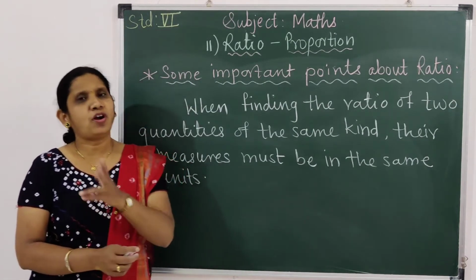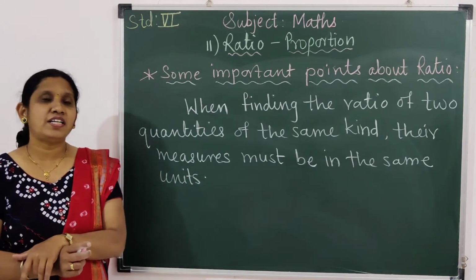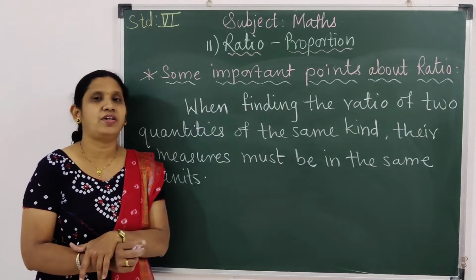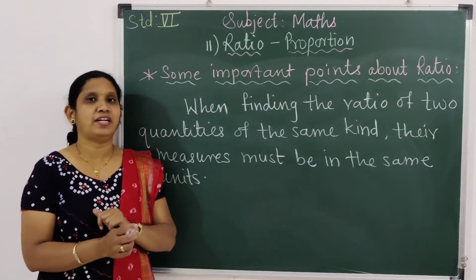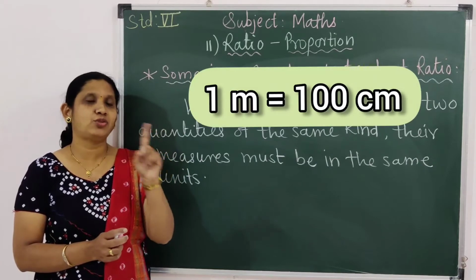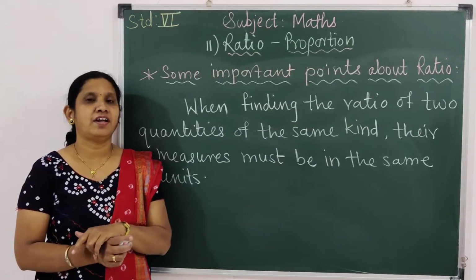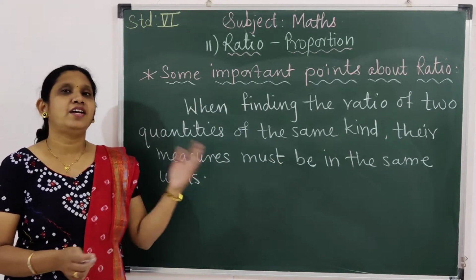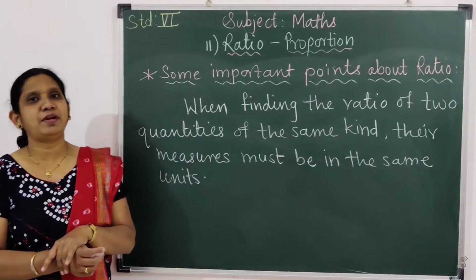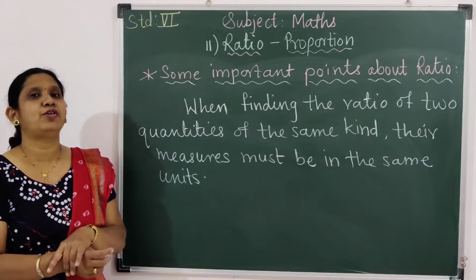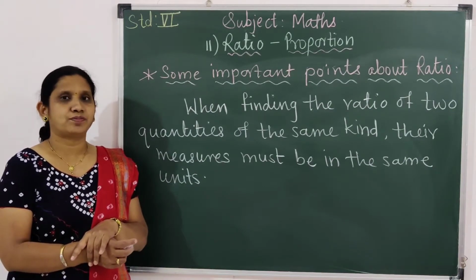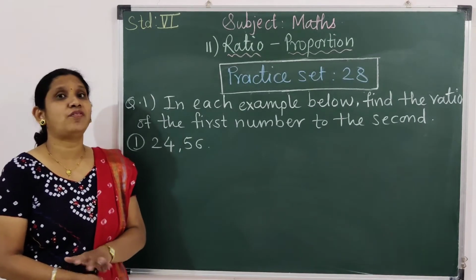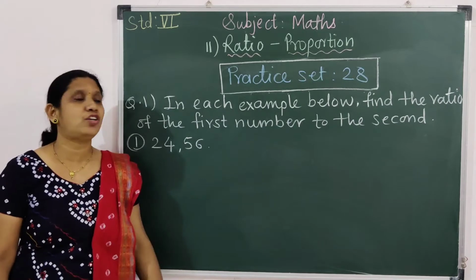Or if one quantity is in meters and another one is in centimeters, here also we have to convert both the quantities into the same unit, like 1 meter is equal to 100 centimeters. Whatever numbers have been given, you can multiply by 100 and it will be converted into centimeters. Then and only then can you find out the ratio. Is that clear? Students, now let's start solving examples from practice set 28.